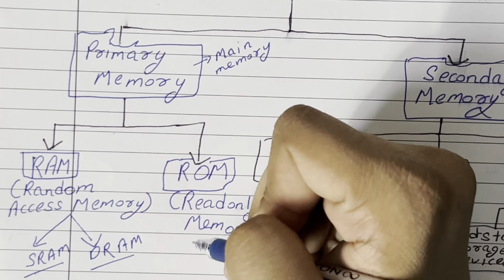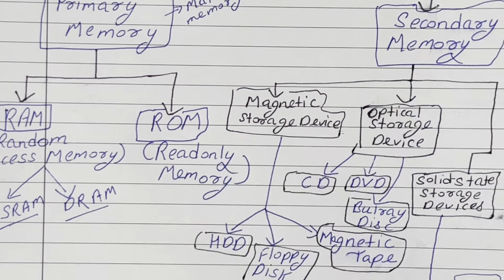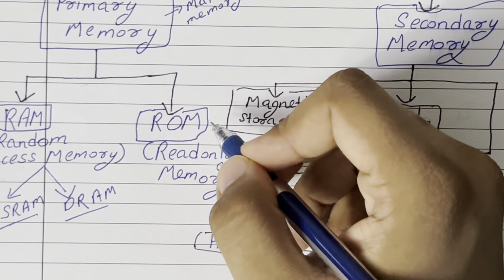Now, the primary memory section is completed. Let's talk about secondary memory and its types. Sorry, I forgot about ROM.